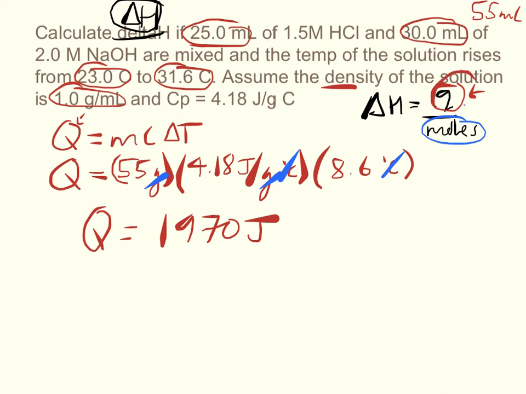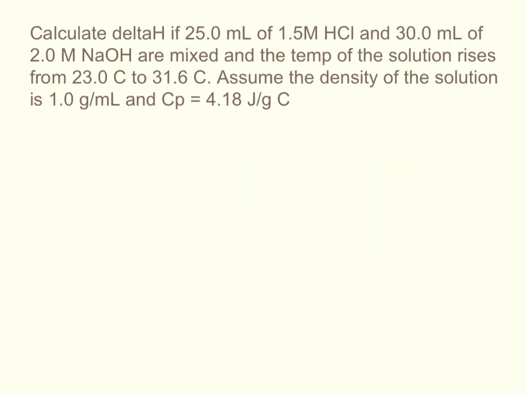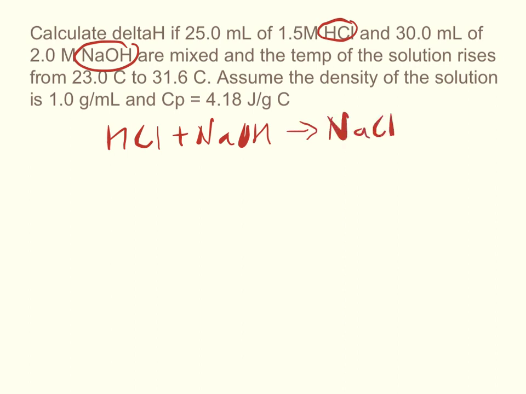So I have Q. This part's done. Now I've got to figure out the number of moles. Well, let's go ahead and do that on the next page. I know that I'm reacting HCl and NaOH. So if I wrote the equation for that, HCl plus NaOH, I know this is an acid-base reaction. I'm just going to make a salt, NaCl, and water, H2O.